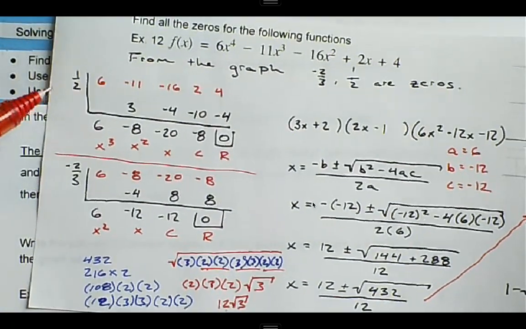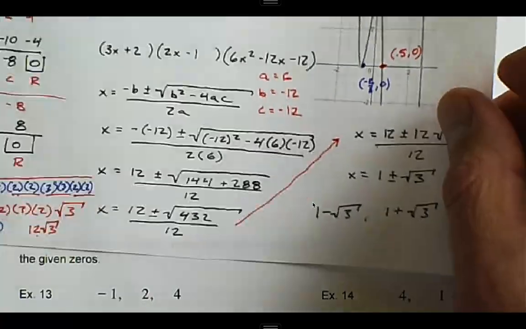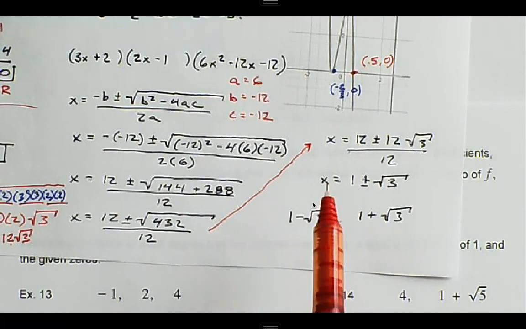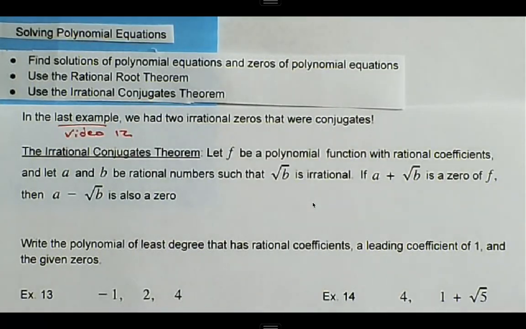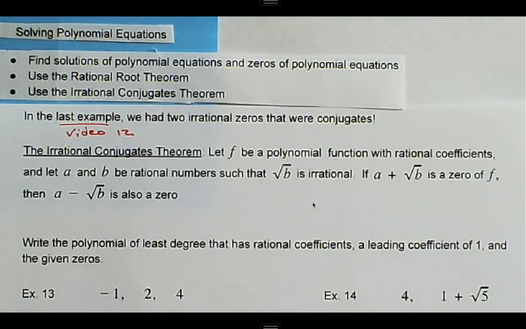So when we were doing our work previously, from the graph we had 1/2 and negative 2/3, but then we solved and we came up with our conjugate pair here, which was 1 minus the square root of 3 and 1 plus the square root of 3. And so that's what the irrational conjugate theorem says.